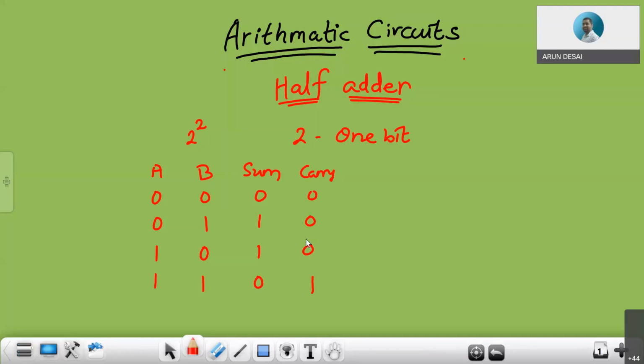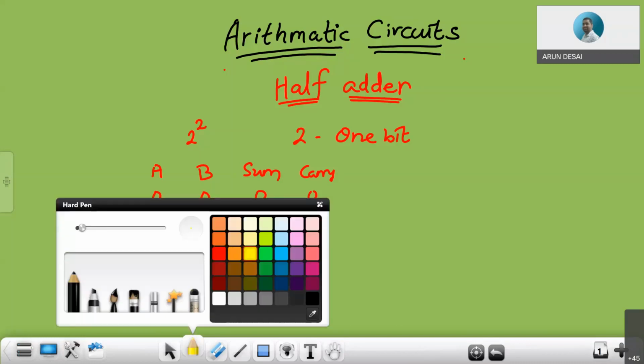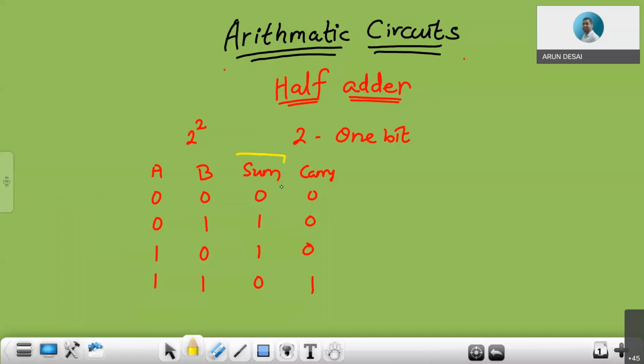Now from this, what we need to check is we need to design a circuit by using this truth table. So we need to use this column to design a circuit. We need to identify when the values are true, in case of sum and in case of carry. So one is treated as true.